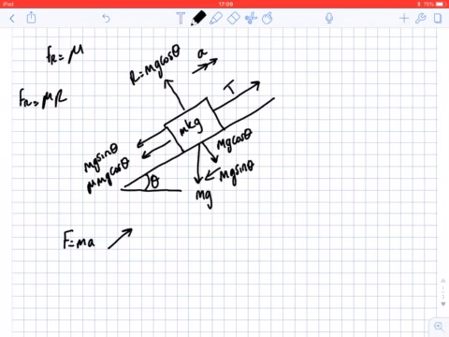So if we look at this situation, we have T acting up the slope, minus mg sin theta, minus mu mg cos theta. So remember, the mg sin theta is the weight trying to pull the object down the slope. The mu mg cos theta is the frictional force holding the object back. And that must equal mass times acceleration of the object.